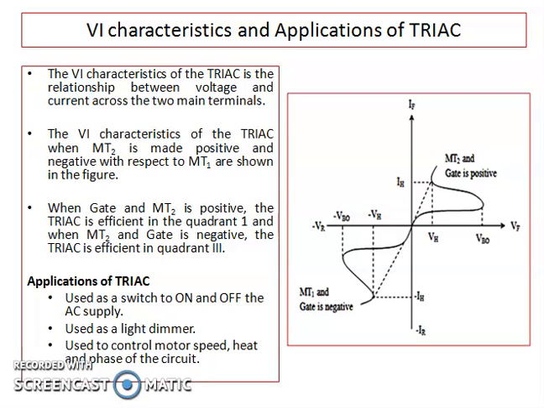Regarding the applications of the triac, it is used as a switch to turn the AC supply on and off, as a light dimmer, or to control motor speed, heat and phase of any electronic or electrical circuit. In most electronic and electric circuits, the SCR and triac are used for controlling purposes, and even though they are considered to be transistors, they are not used for any amplification purpose.